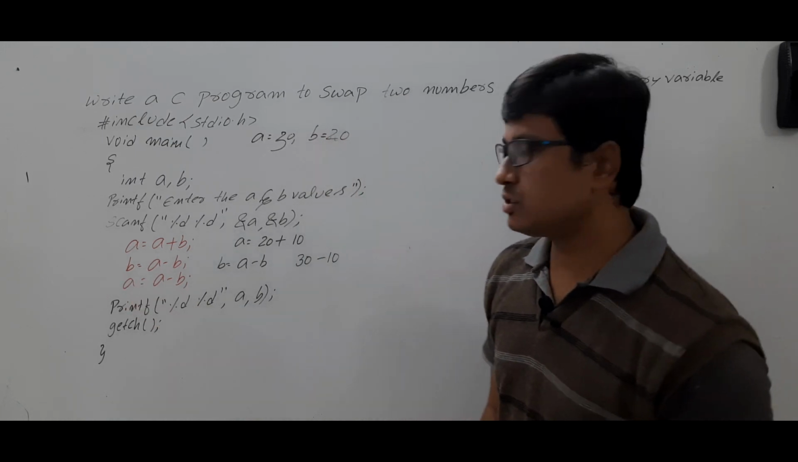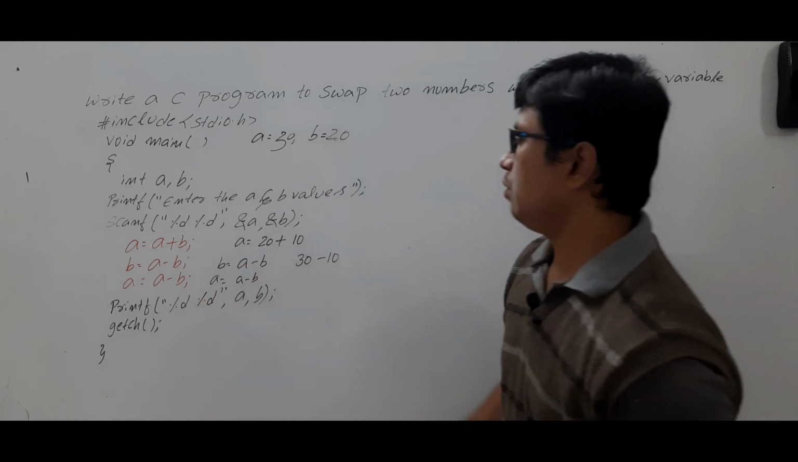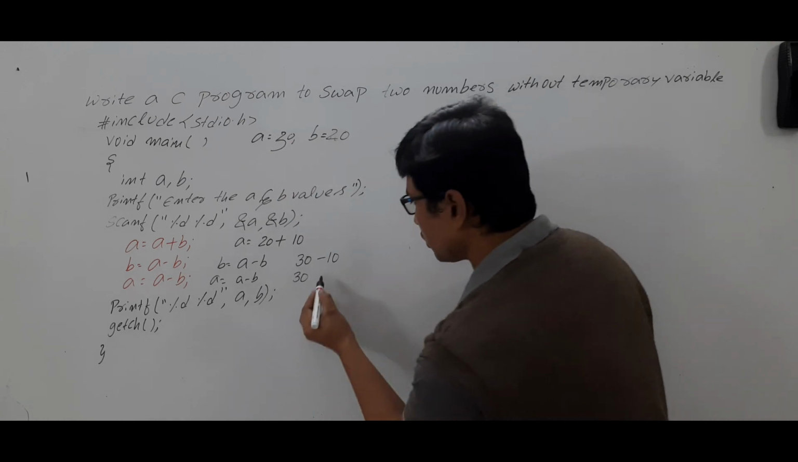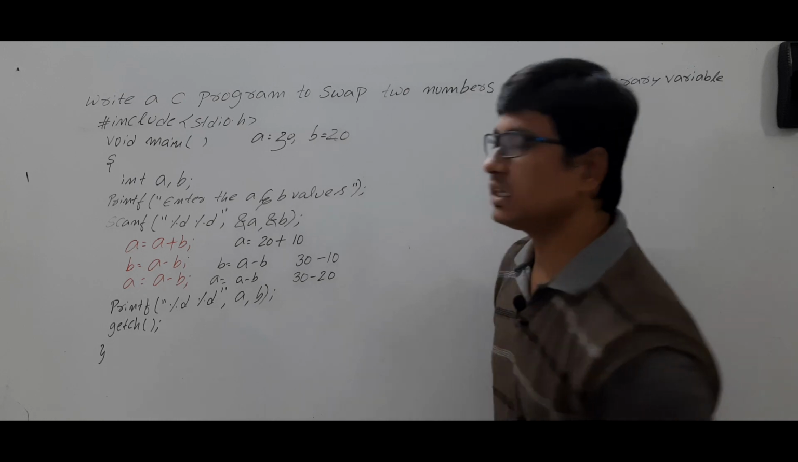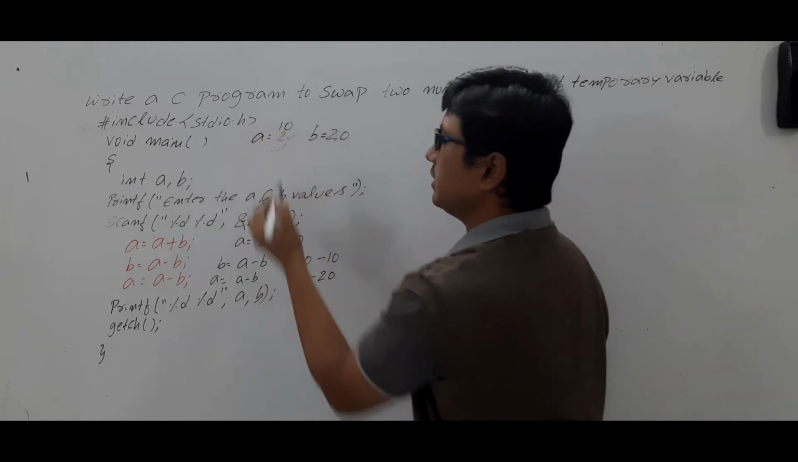Now let me execute the third step. A is equal to A minus B. What is the A value? 30. What is the B value? 20. So 30 minus 20 is 10. So that value will be assigned to variable A.